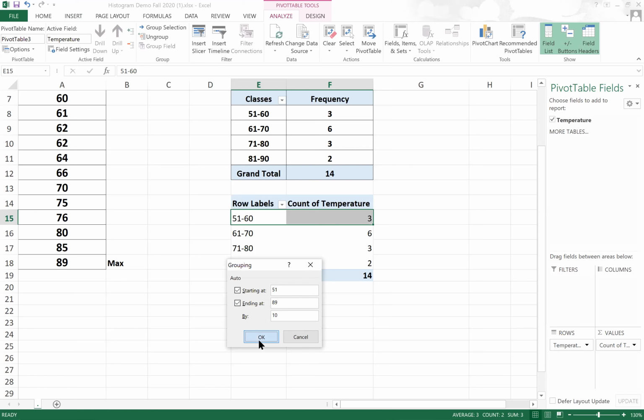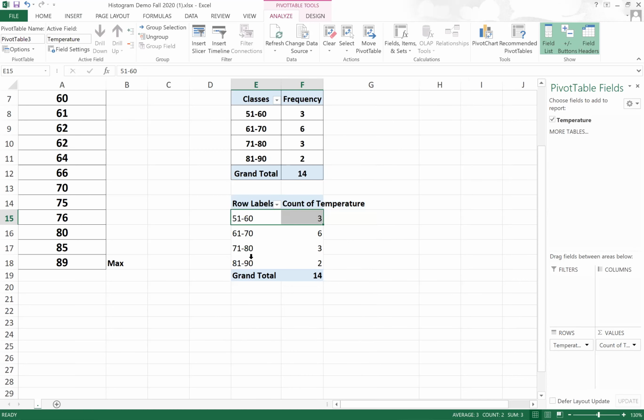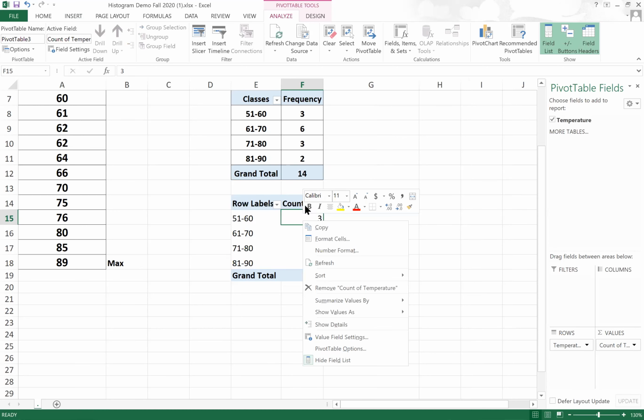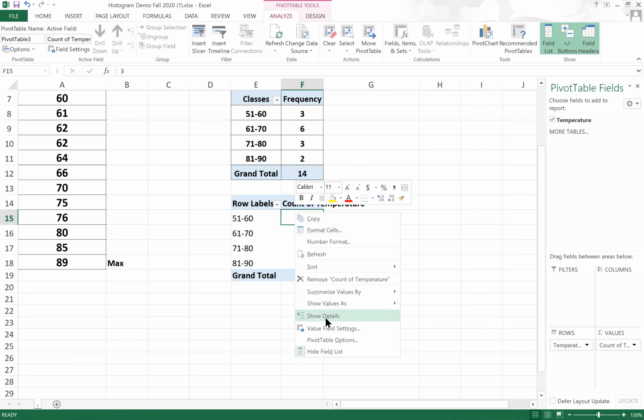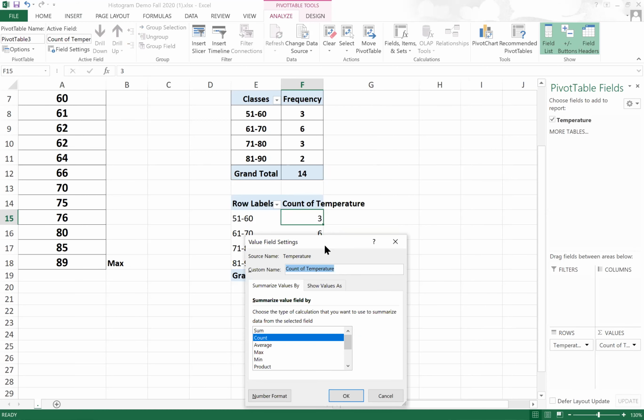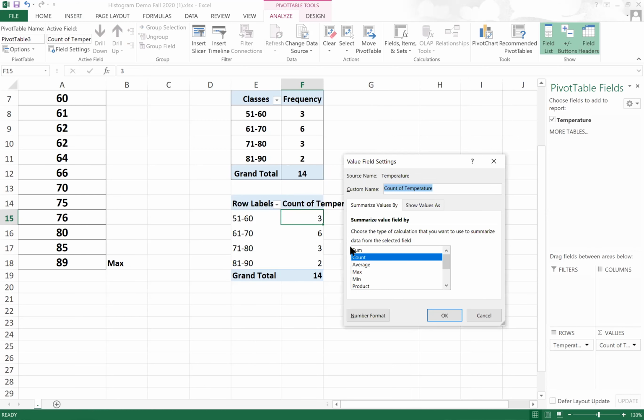Then click on OK, and this will come up. Also here you need to count the temperature. So you're going to go to value field settings, and instead of sum, the default, we don't want sum, right? We want count, meaning you're counting the amount of data values in the first class, the second class, third class, fourth class. So you count, click on OK.